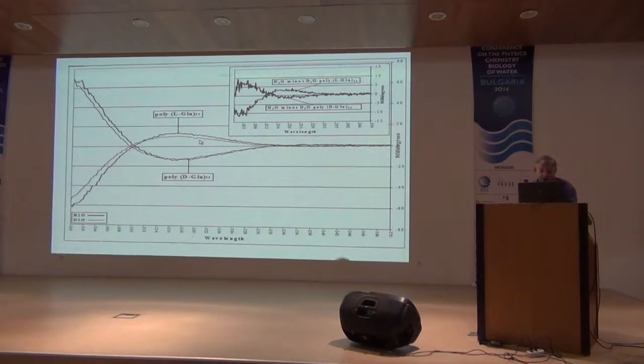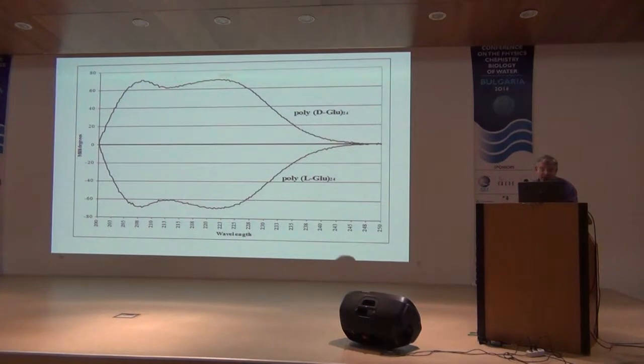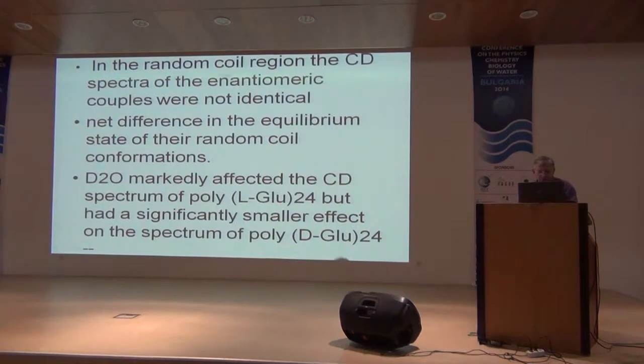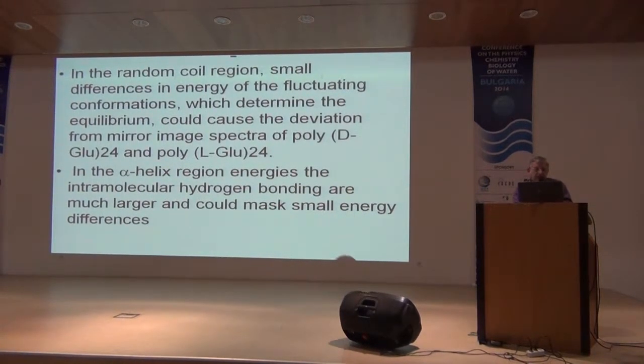So that's the first show of a macroscopic difference in water of chiral materials that should not be there. It should look like this, an identical spectrum. As we see, going to D2O markedly affected the CD spectra of poly-L, but almost no effect on the poly-D. That's one of the things we will use for our explanations. That may be from the random coil, where small differences in energy show themselves.